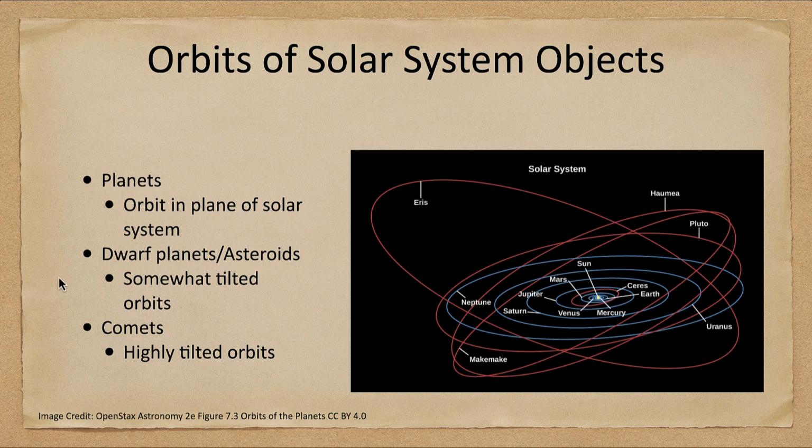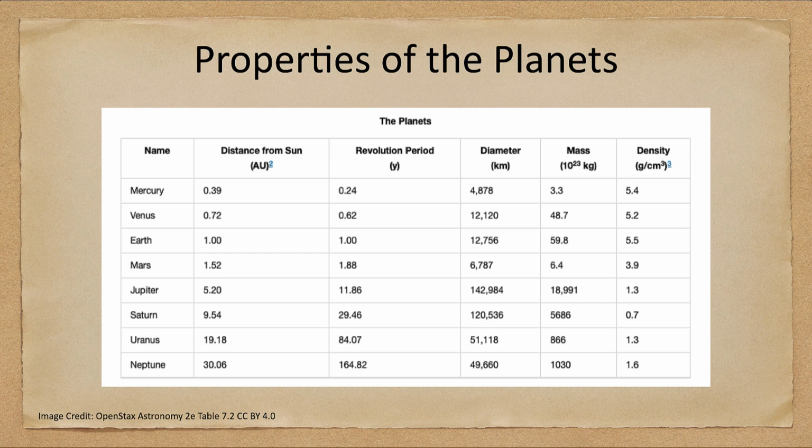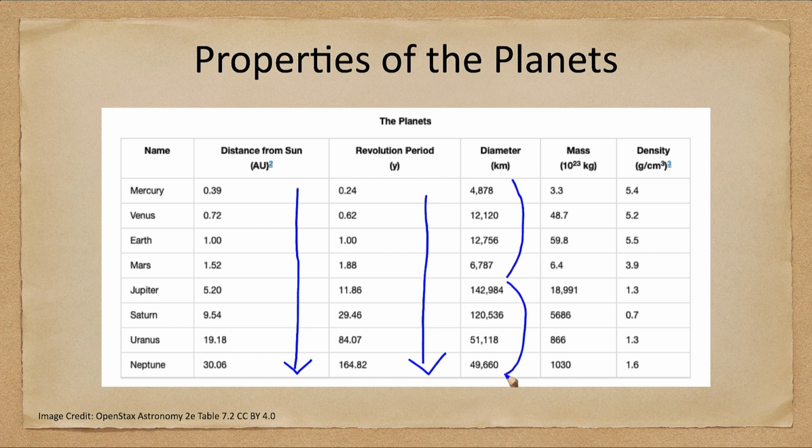Now let's look at the properties of the planets. So what do we see? Well, this is just some general properties. Distance, going from Mercury as the closest to Neptune at the furthest. Mercury about 0.39 astronomical units away, and Neptune about 30 astronomical units away. Revolution periods going from about 88 days for Mercury, about a quarter of a year, and up to 164 years for Neptune. Sizes, we note that there's a big difference in sizes, that we have much smaller planets in the inner solar system and much larger planets in the outer solar system.